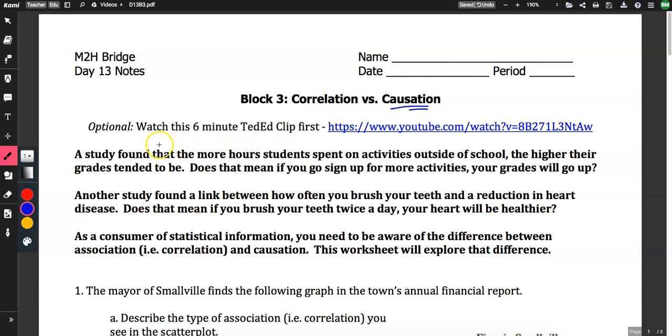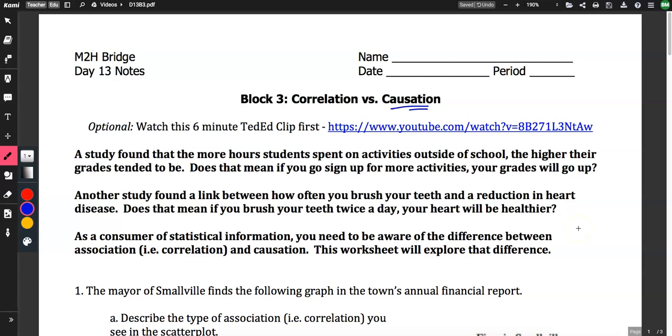So it's optional if you want to watch this 6-minute video. It's an interesting TED Talk, so it's a little bit more lively than I might be. You can watch that video first if you want. You don't have to watch it, but it is good, just extra information. But we'll go through everything you need to know here anyway.